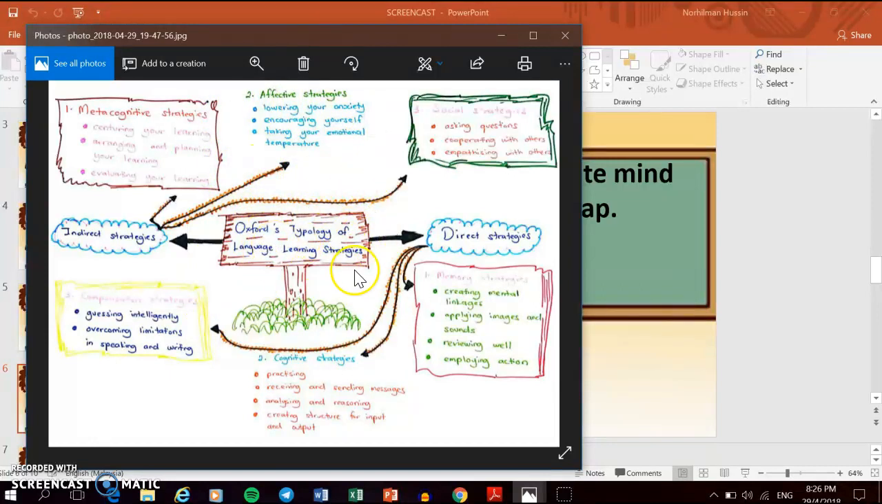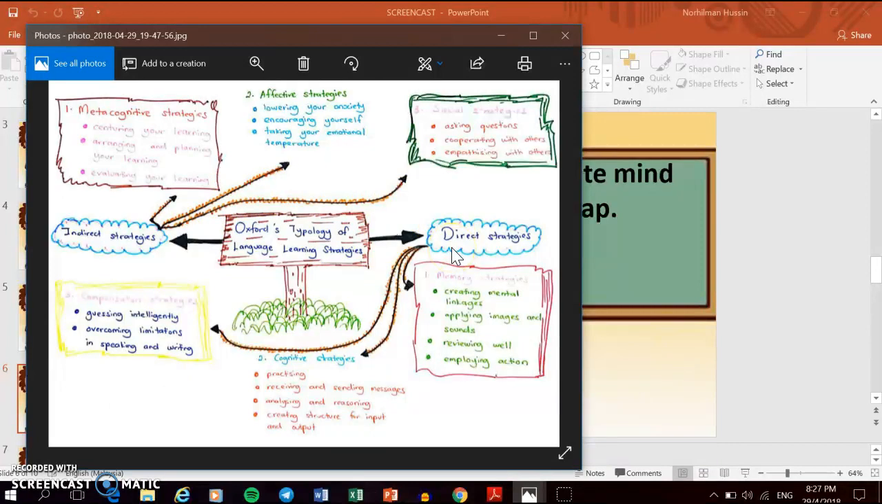So from the lengthy text, I have highlighted the key points, extracted them, and presented them in the form of a mind map like this, and it is very colorful and interesting, and it enhanced my memorization and of course my understanding. So by looking at the map itself, I now can see very clearly that Oxford's Typology of Language Learning Strategies is divided into 2 categories, which are indirect strategies and also the direct strategies.